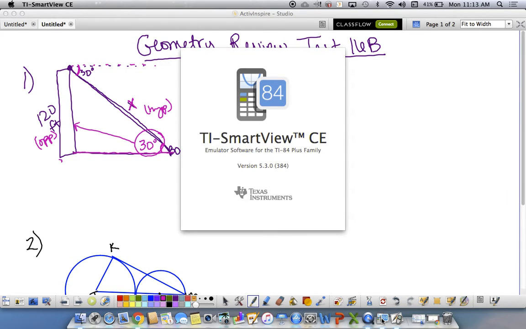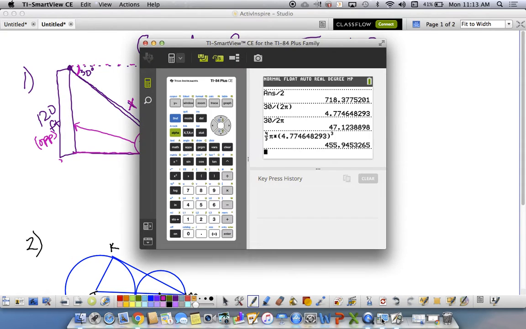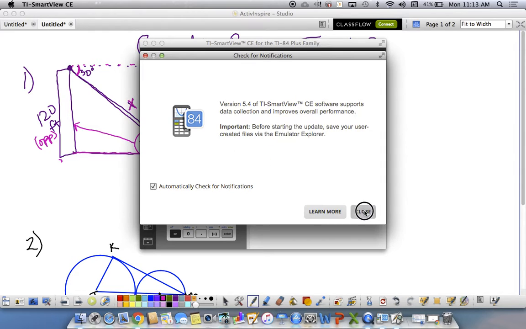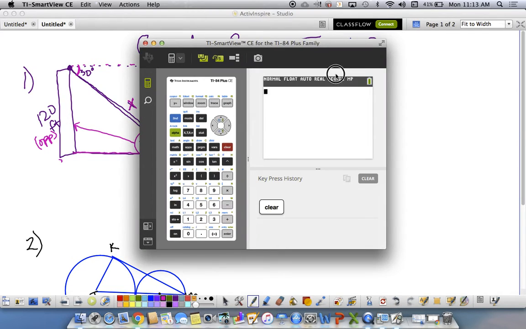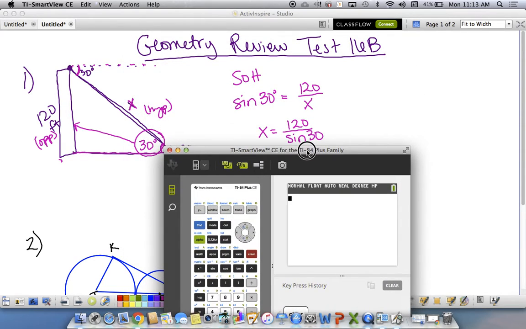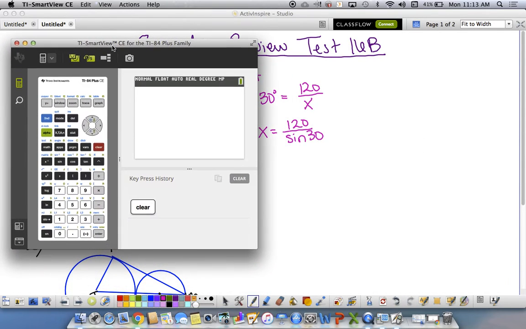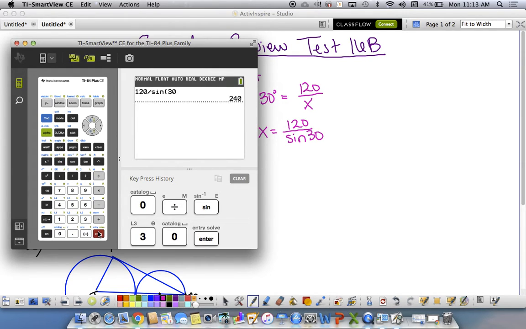If you have the TI-84s, it'll say at the top, just one second, we're going to close. It will say right here, degree. Okay, if you see that degree, you can stop. You don't have to worry about anything else. Let's go this direction. 120 divided by sine 30. And you should get 240, in this case it's feet, is our answer.